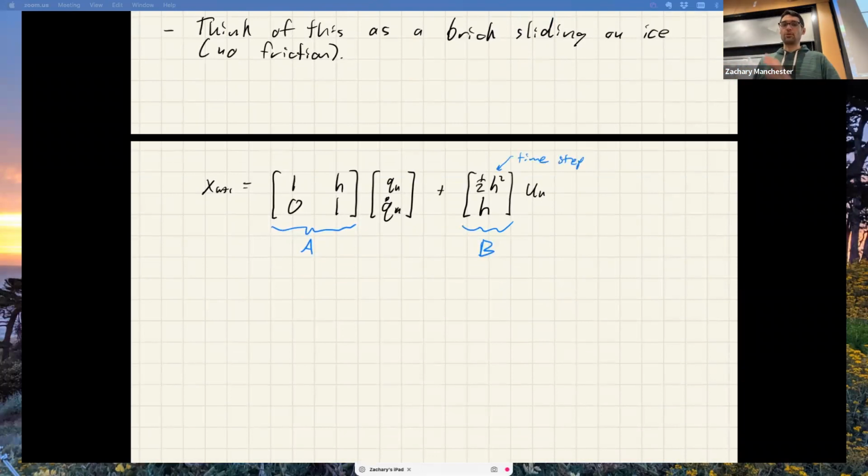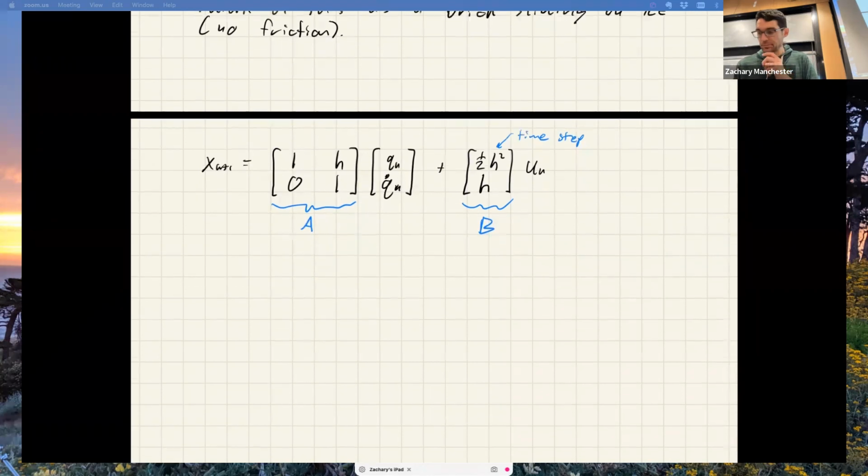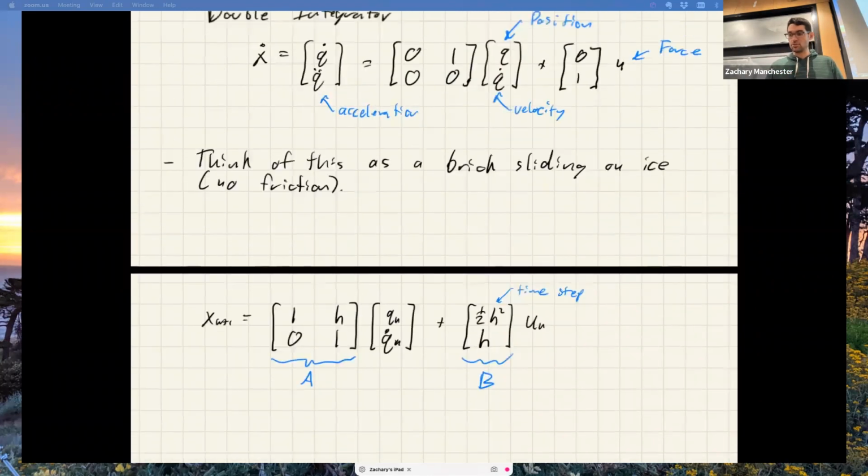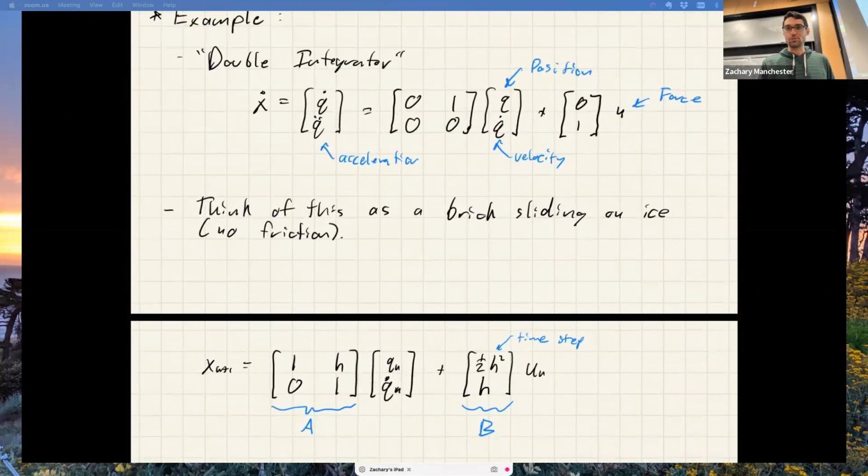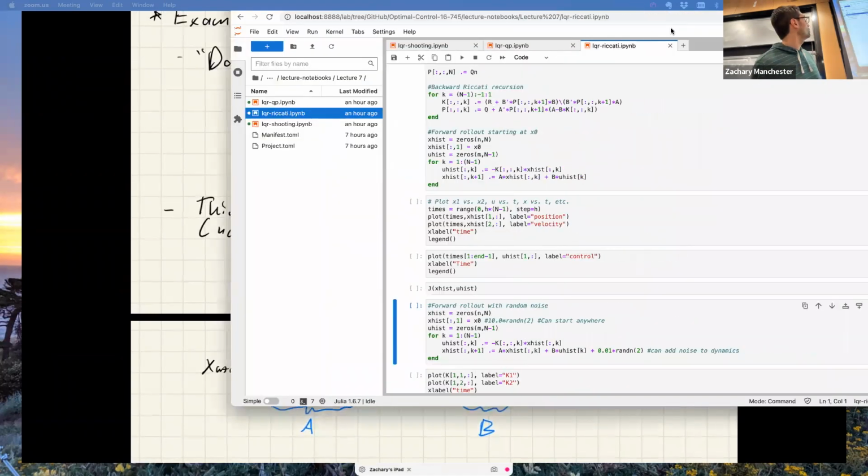That's it. Cool. Everyone cool with that? See how I did that? Cool. All right, so that's that. Let's go do it. Hopefully we're all cool with this. Here's some code.